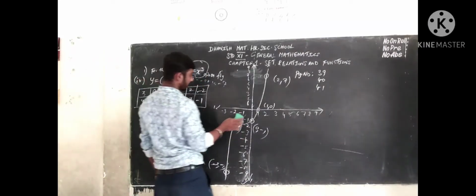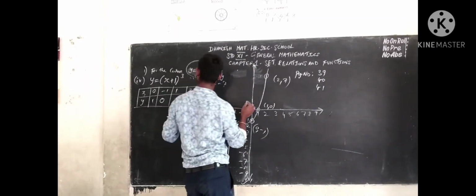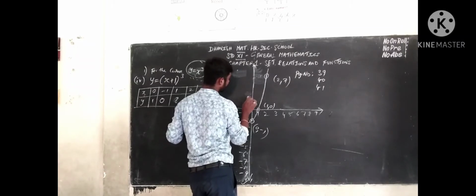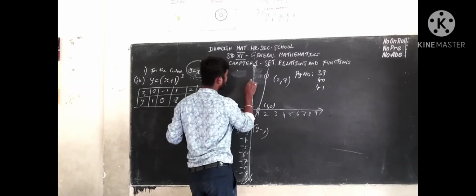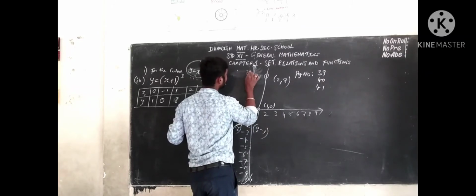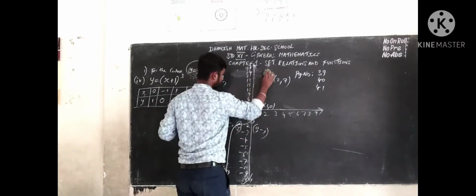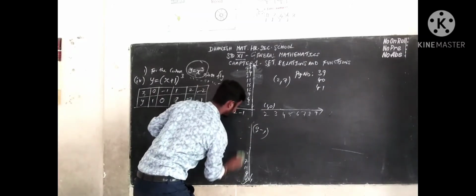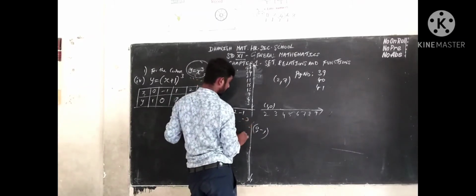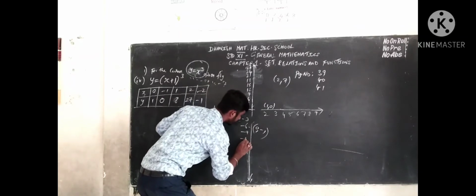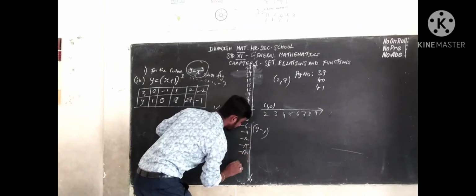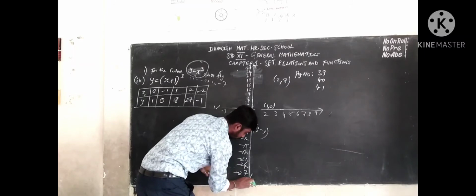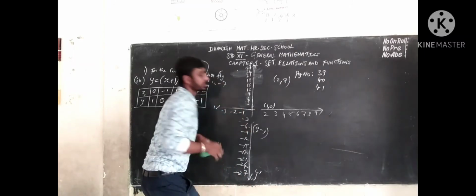So listen, what conditions are given here? Up to 27. Now I am marking the axis like this: 3, 6, 9, 12, 15, 18, 21, 24 and 27. Here also you have to draw like this: minus 3, minus 6, minus 9. The scale will be your choice. You already studied in the 10th standard how to give the scale for the graph.